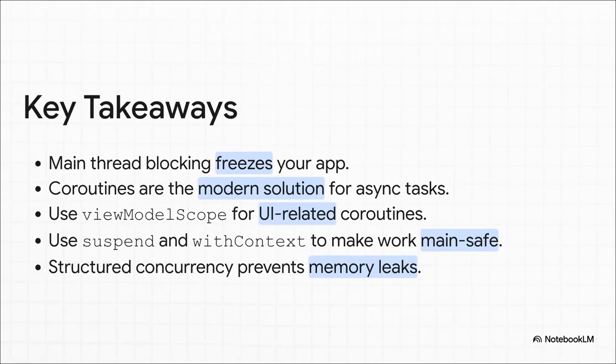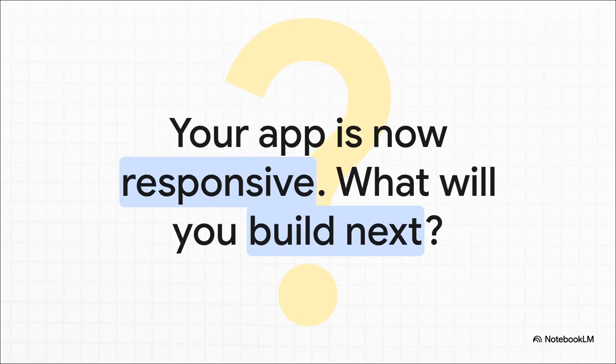So let's wrap this up. The key takeaway is pretty clear. Blocking the main thread is a recipe for disaster. Coroutines give us this modern, elegant, and safe way to run our background tasks. By using things like viewModelScope, suspend functions, and the power of structured concurrency, we can write really complex asynchronous code that's somehow still easy to read and way safer to run. So, by embracing coroutines, you've really unlocked the power to build fast, responsive, and rock-solid Android apps. Now that you have the tools to avoid the dreaded freeze, the only question left is, what amazing experience are you going to build next?